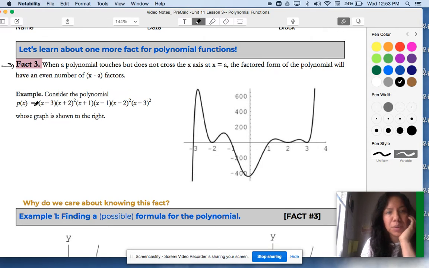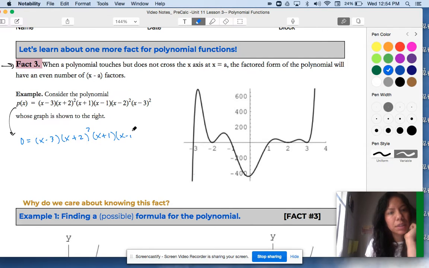So consider this polynomial p of x, and we have all of these in factored form. We can see that they're associated to this graph, but we want to know exactly what that means. Just recalling, if we set p of x equal to 0, that means we're going to set each of these factors equal to 0, and we will then find the zeros or the roots or the x-intercepts.